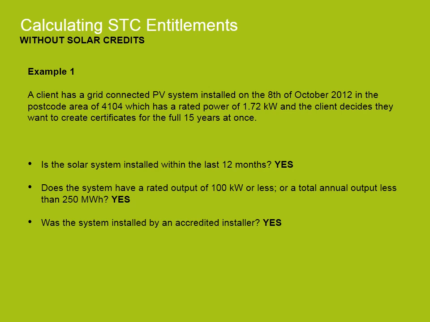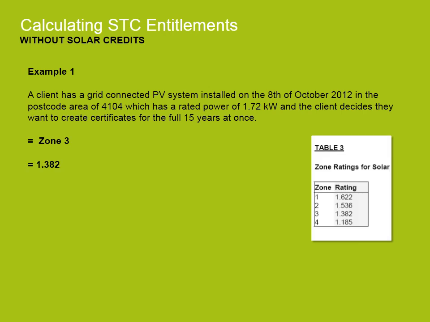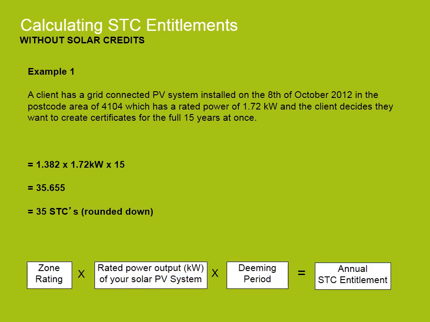The next step is to look up the postcode on Table 2 to find out what zone 4104 fits under. Table 3 tells us that the Zone 3 rating for solar equals 1.382. Now we have all of the information required to work out the client's annual STC entitlement. So the zone rating of 1.382 is multiplied by the rated power of 1.72 kilowatts, multiplied by the deeming period, which is 15. This equals 35.65 megawatt hours, which is rounded down to equate to 35 small-scale technology certificates.